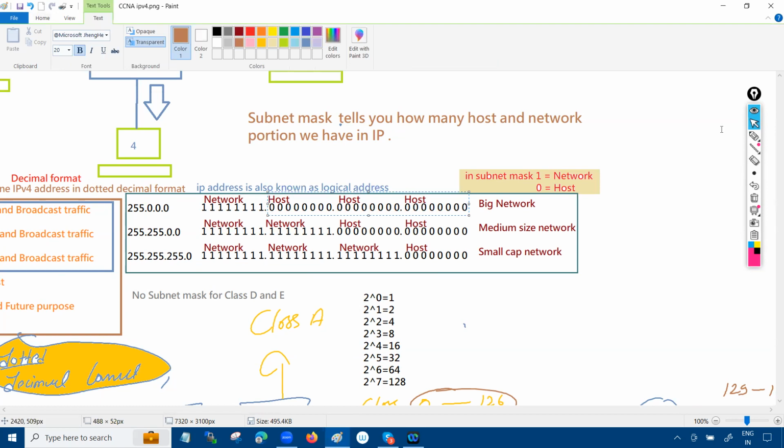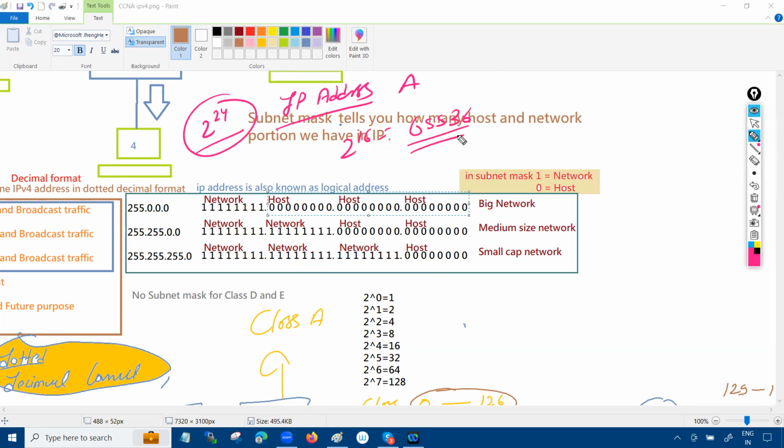So now you can imagine, with 2 to the power 24, this is the range of IP addresses we have in class A. If I talk about class B, 8 plus 8 is 16 bits, so we have 65,536 IP addresses, I think. We just need to set aside two: one represents the network ID, which you cannot assign to any host, and one represents the broadcast ID. Check the calculator, because I'm not very sure of the exact number. Whatever IP addresses remain are used for hosts.